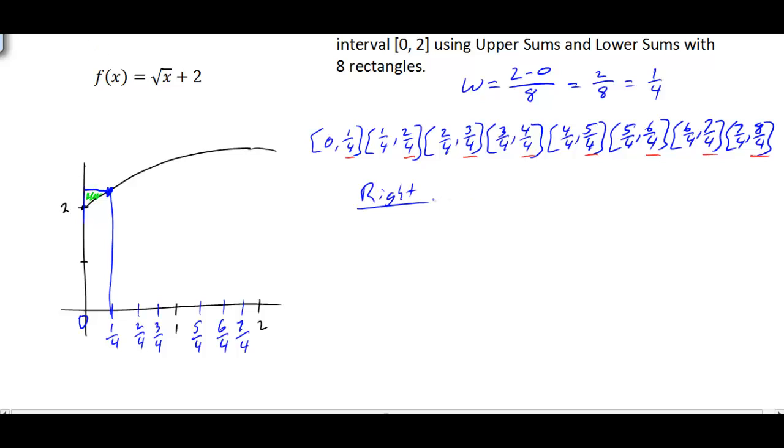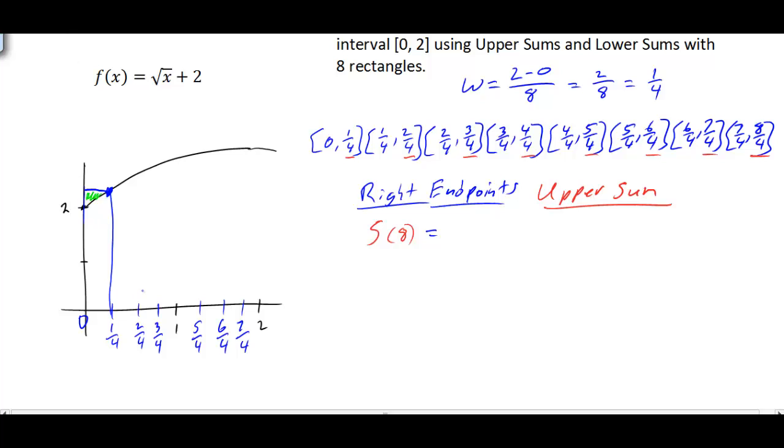So using the right endpoints for this example, the right endpoints are giving us the upper sum. And the notation for this, because we're using 8 rectangles, you may see a capital S and then parentheses 8, indicating the big S means upper sums and the 8 is the number of rectangles. So this upper sum is going to be equal to summing up all 8 of these rectangles.